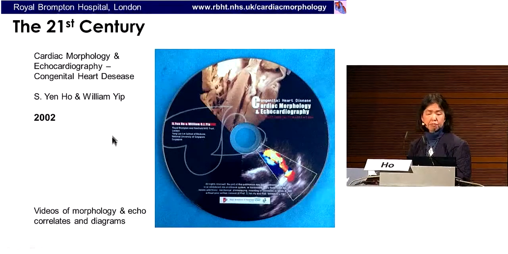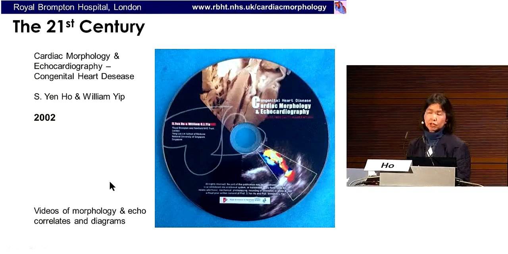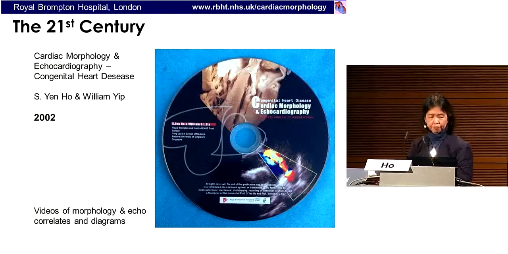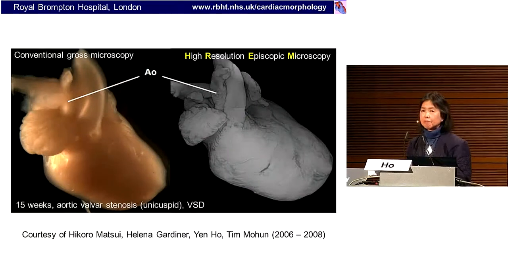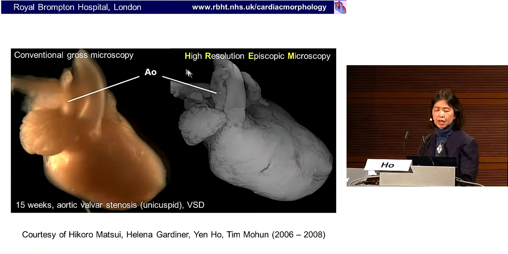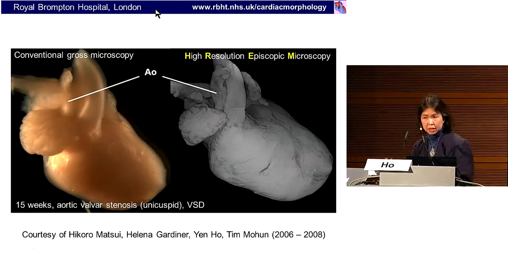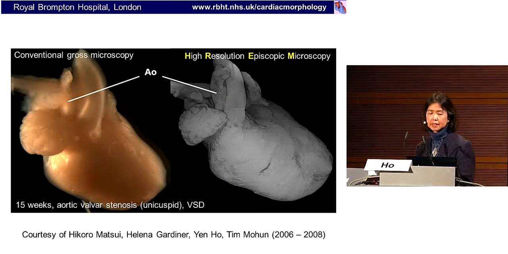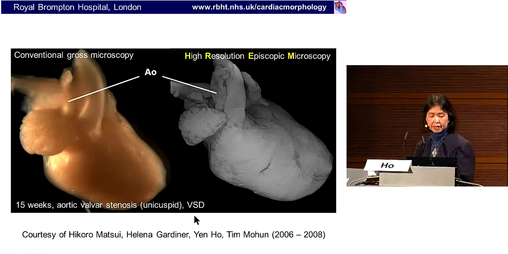So William Yip from Singapore and I took advantage of the digital age to produce cardiac morphology and echo using video clips of morphology and video clips of echo. But on the research front, it's also useful to know that we're entering the age of high-resolution episcopic microscopy, which uses a heart specimen, fixed, preserved, and then sectioned into thin slices, capturing the image serially of these thin slices, stacking them up, rebuilding them into a kind of 3D data set.